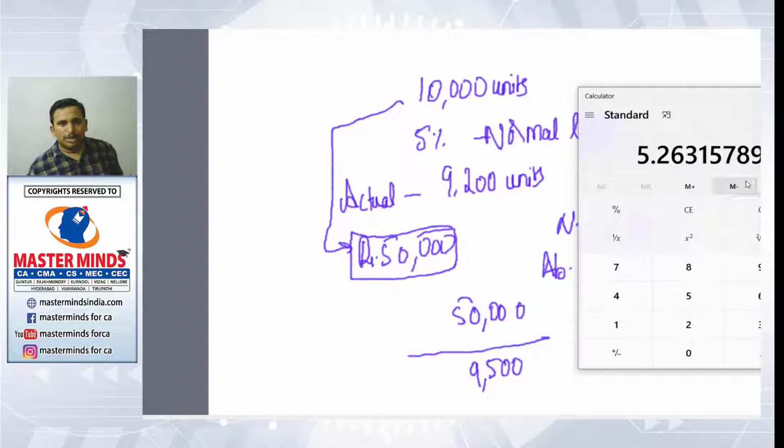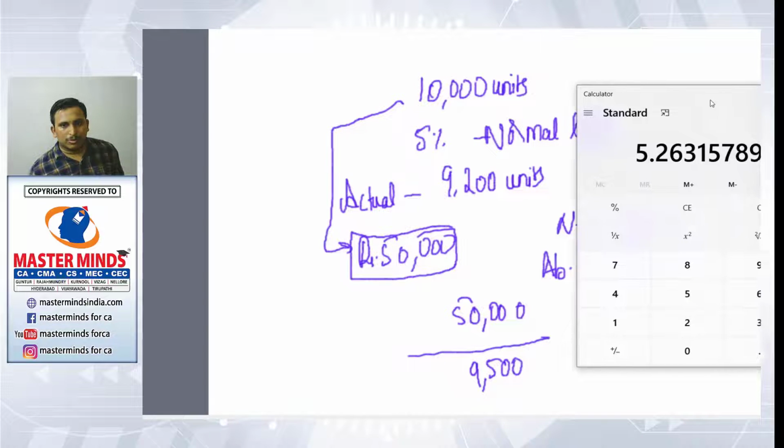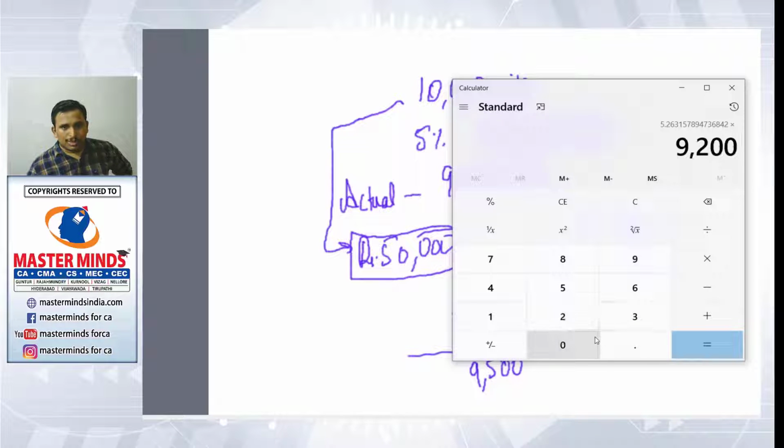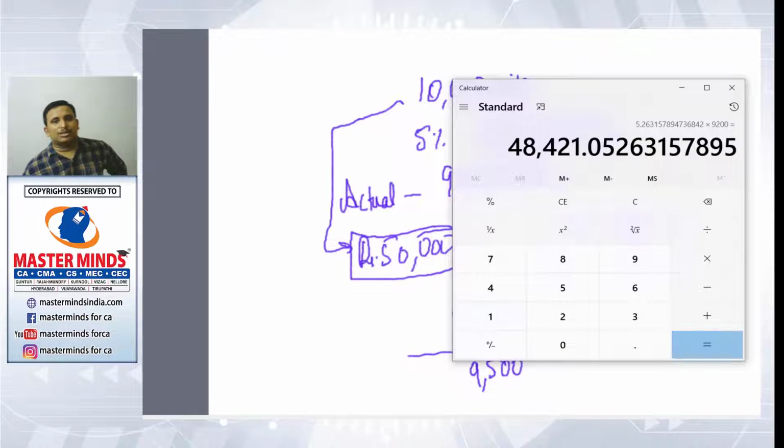Now observe carefully. So how much do we require? 5.26. Totally 9,500 units received. Sorry, actually received is 9,200. Abnormal loss is 300, normal loss 500. Now how do we deal with this? 5.26 multiplied by 9,200, you will get something to be charged to the cost. Now 48,421. This we will charge to the cost of the inventory.